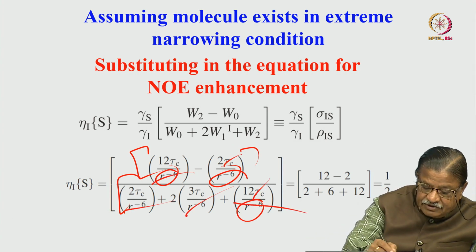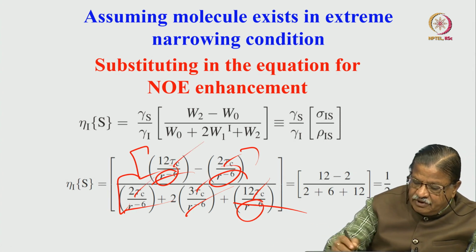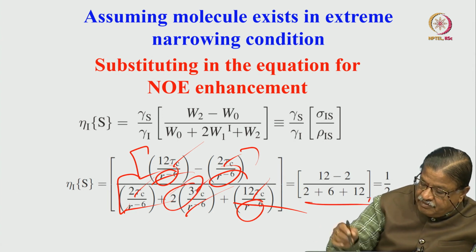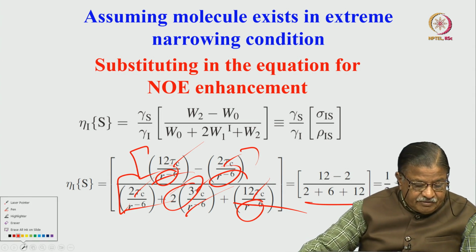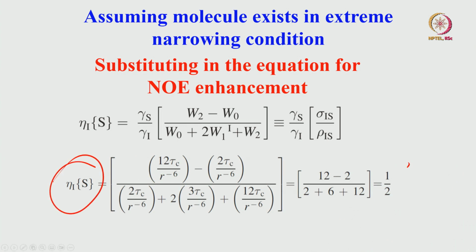And tau c also gets cancelled out as a common factor. Then what is left here? 12 minus 2, 2 plus 6, 3, 2 into 3 is 6 plus 12. This is the equation you are going to get. What does this equation tell me? Eta, the gain in the intensity, when I irradiate a spin S at the site of I, is maximum half, in an extreme narrowing condition. I told you that in an extreme narrowing condition the maximum gain in the intensity is half. That is what it is.